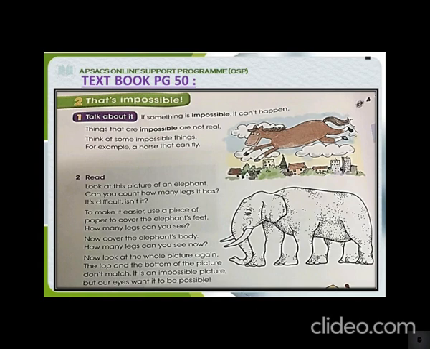Things which can happen are called possible. And things which are not real and can't happen are called impossible. Just by adding "im" to the word possible, we have changed the meaning to its opposite.